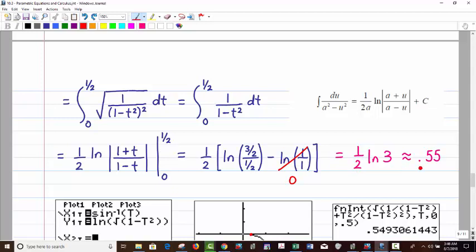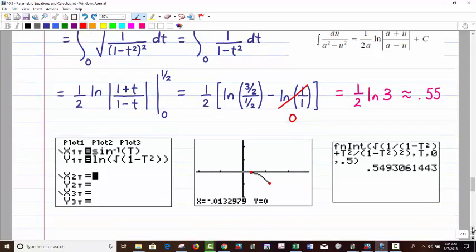I just put the decimal answer there, but you usually wouldn't require that unless in a multiple choice question, maybe it would have the decimal, but it might just have these answers: 1/2 natural log of 3. There's the graph of the original function, so it's supposed to have a length of about 0.55, which I did with the old fnInt function in the calculator without the integral sign.